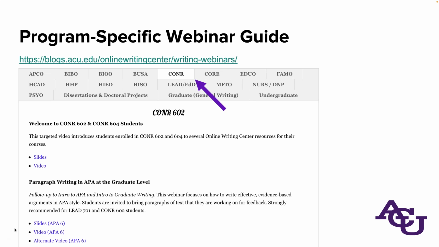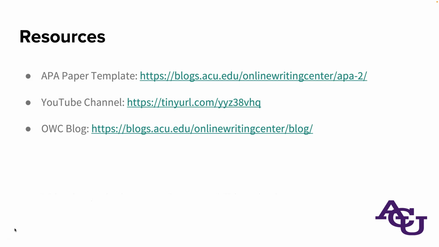So if you happen to be involved in CONR 617, you'll see that we have a webinar there already. By the time this recording posts, this one will be linked as well, and I think we have 2 more coming for that class, and we add those as soon as they become available. You'll see me using the APA course paper template.